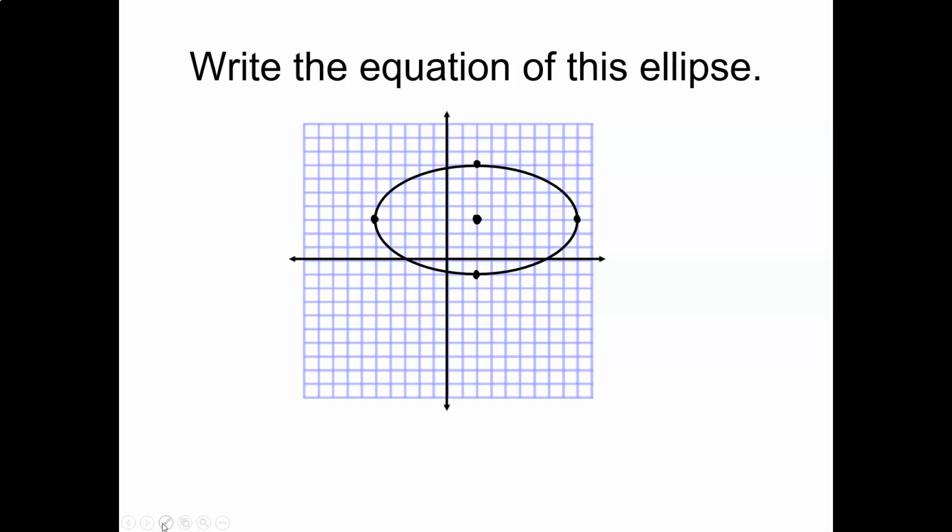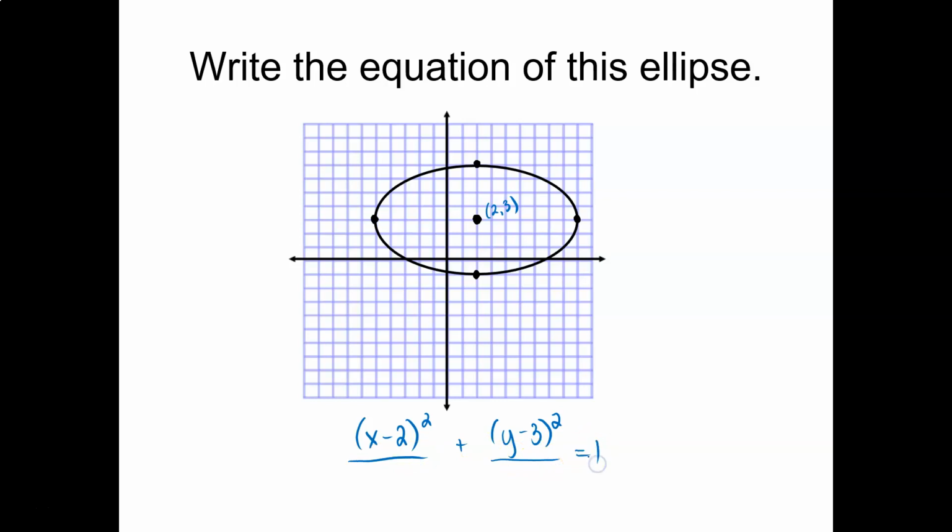Okay, this one asks us to write the equation of the ellipse. So we're just working backwards from what we did before. We want to find that center first, which is at, in this case, 2, 3. And so we would have x minus 2 squared, and we got y minus 3 squared.